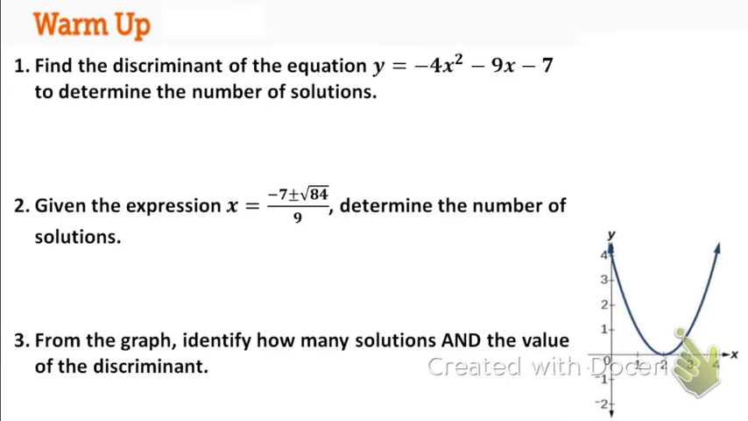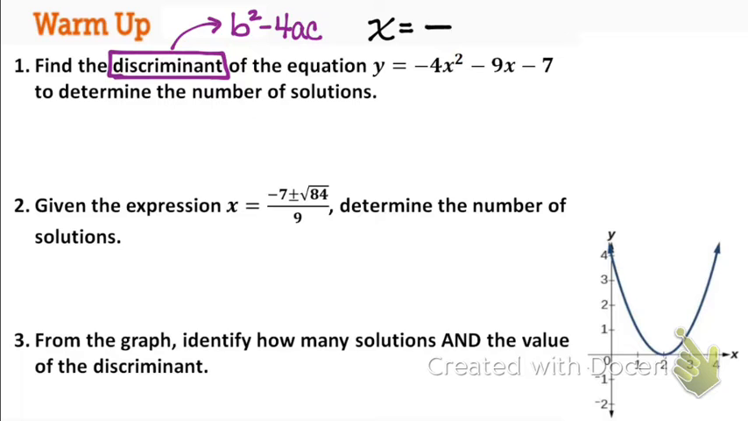When it says to find the discriminant, what is the discriminant? Absolutely correct. B squared minus 4ac. This is part of the quadratic formula. When you have the quadratic formula all written out, it is negative b plus or minus the square root of b squared minus 4ac all over 2a. This part right here is our discriminant.